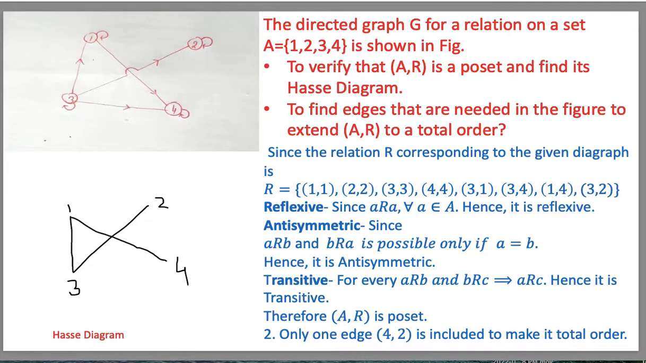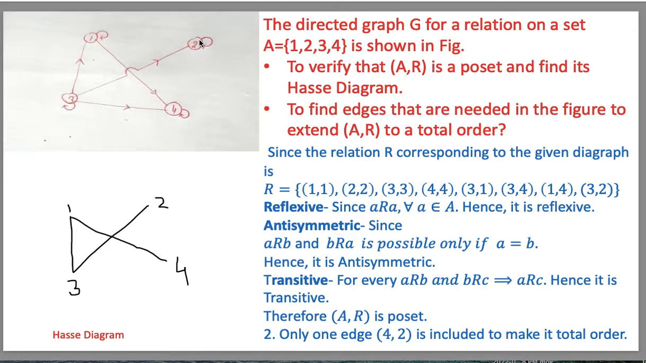Clearly 2 and 4 are not related, so we have not joined 2 and 4. So now we will find the edge that is needed in the figure to extend AR to total order. We see all the elements are related, but 2 and 4 are not related to each other.